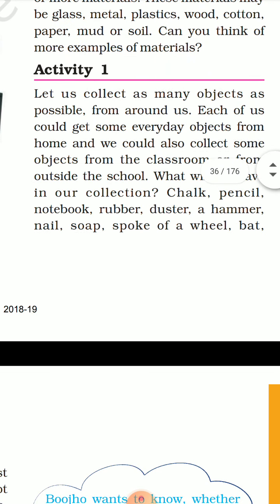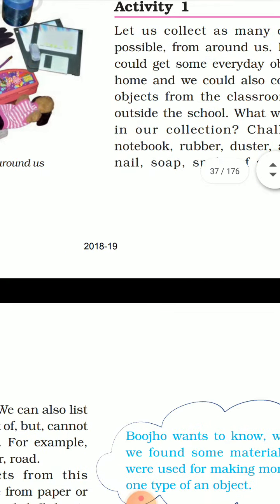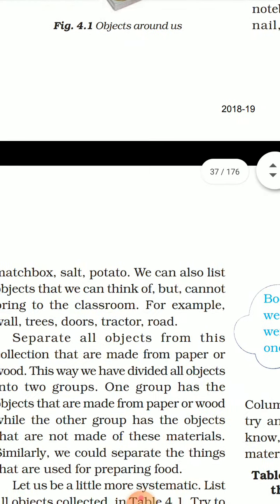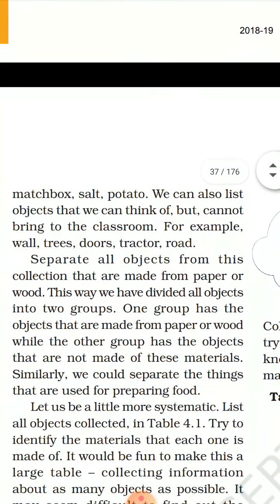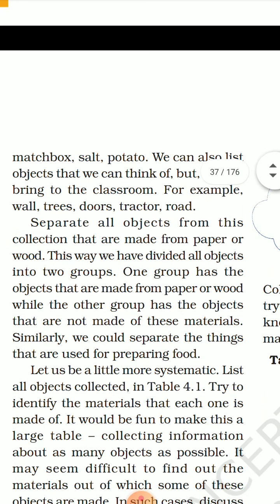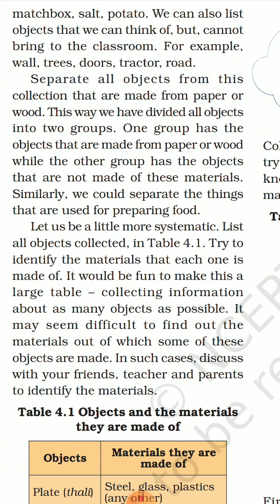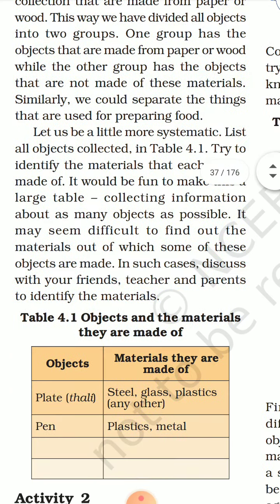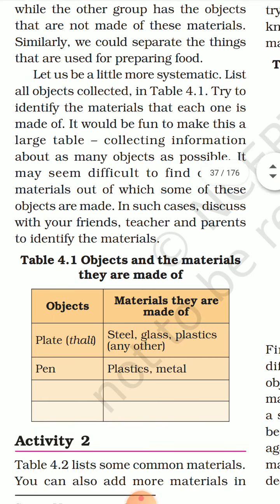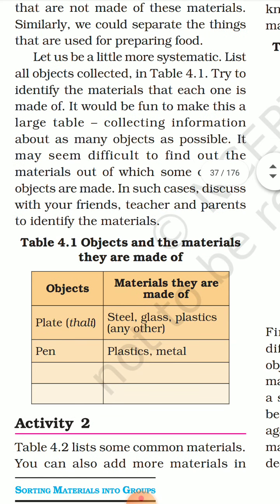So you know that these different varieties of objects are made of various kinds of materials, and you can write all the materials into the column of material. So this is your first activity. You all have to do this. You have to separate all the 10 objects in the object column and write the materials they are made of in the second column. You can see another example which is given in the book is pen.